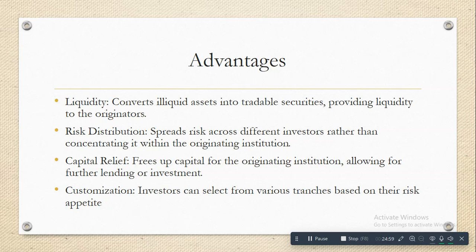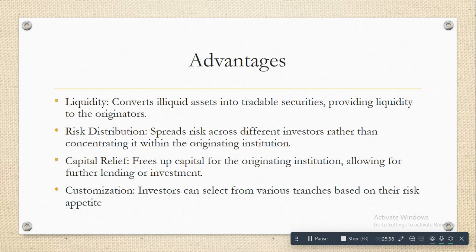Then there is the risk distribution. It spreads risk, like we saw the SPV bought the asset pool from the originator, and the originator was free of the product, and hence the risk associated with it. Also, risk distribution is done through creating tranches. Then capital relief frees up capital for the originating institution, allowing for further lending or investment. It's similar. You have more capital in your hand by selling the securities to the SPV or asset pool. You are getting back your capital.